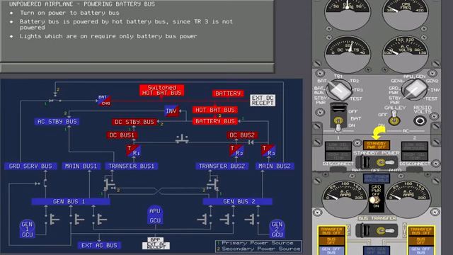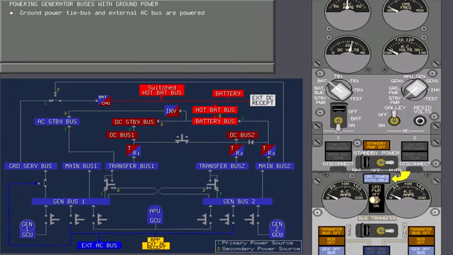The bus off, transfer bus off, and standby power off lights will go off when the associated AC buses are powered. The generator off bus lights will go off when the corresponding generator breakers are closed. When the ground power available light comes on, the ground power tie bus and the external AC bus are powered.